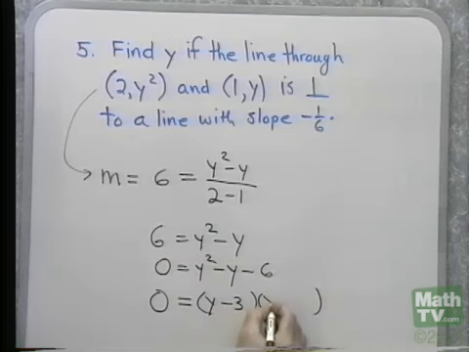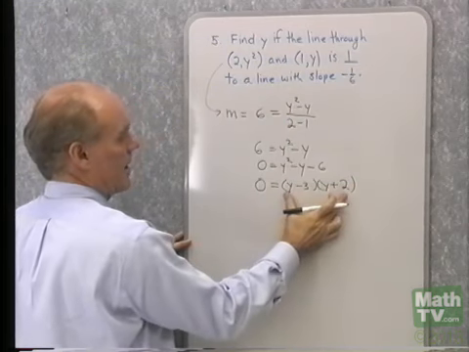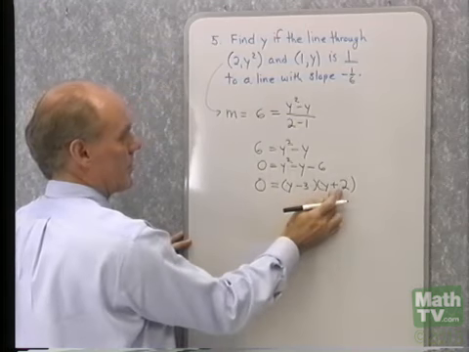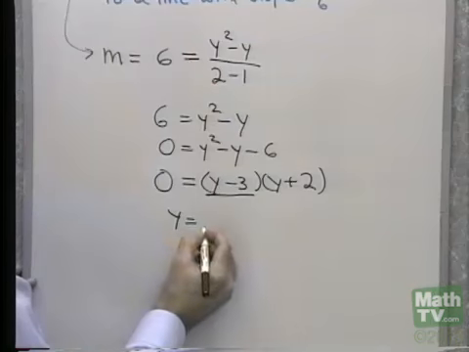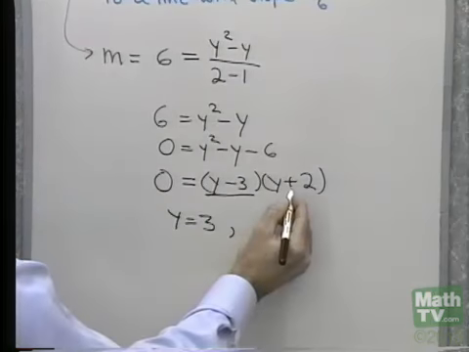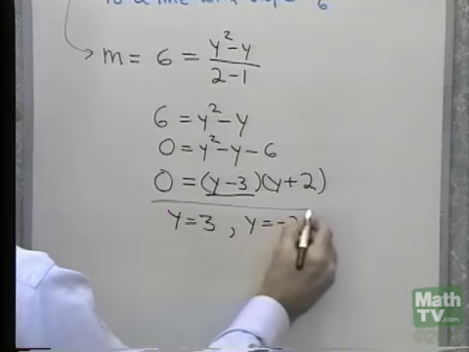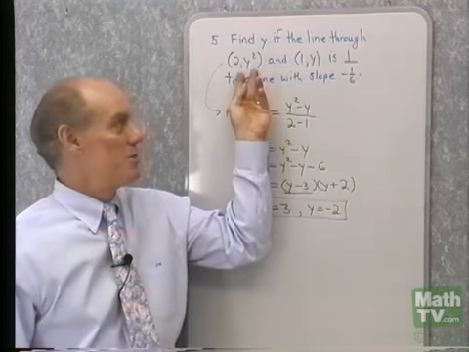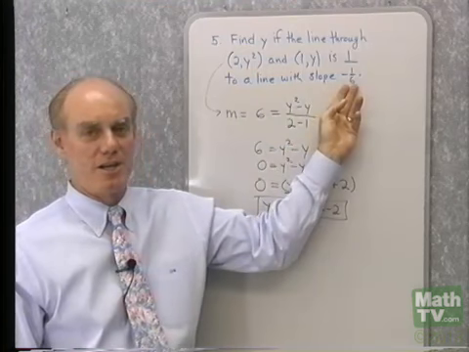y minus 3, y plus 2, is that right? Inside I have negative 3y, outside 2y. They differ by negative 1y, and negative 3 times positive 2 is negative 6. I set this factor equal to 0, y comes out equal to 3. If I set this factor equal to 0, y comes out to be equal to negative 2. So I end up with 2 different values of y that will make the line that goes between this point and this point perpendicular to a line that has a slope of negative 1/6.